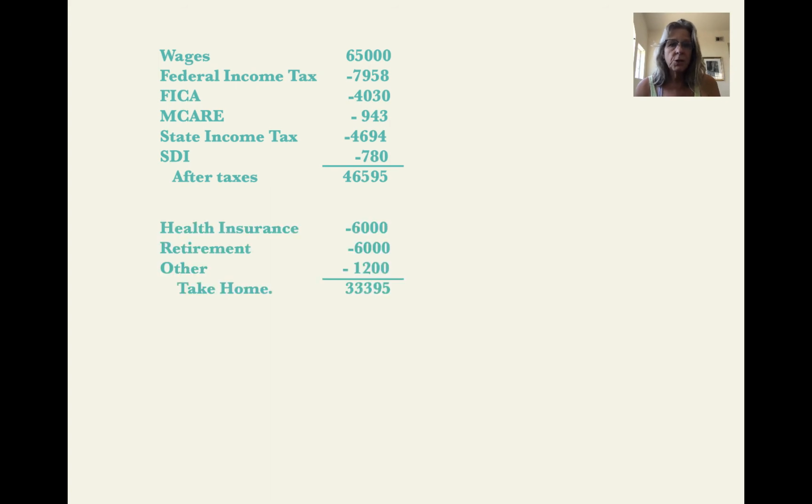We have other deductions. In this case, I'm assuming that we have health insurance of $500 a month that we have to pay. We have retirement contributions of $500 a month. So those are both $6,000 a year. And then we have other things, whether it's parking, vision insurance, or life insurance that we might include. That means our take home is now $33,000.